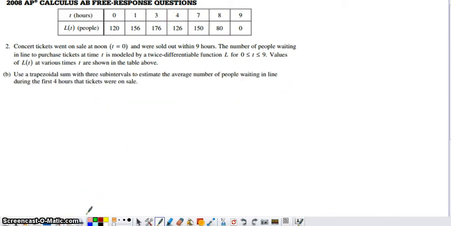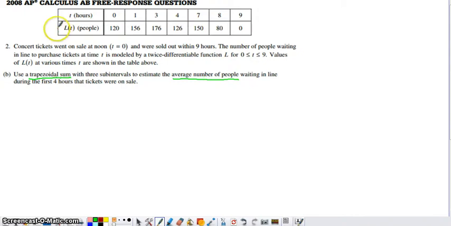If we check out part B here, part B wants us to use a trapezoidal sum. So a trapezoidal sum is used to approximate an integral, we have to remember. It says to use 3 subintervals to estimate the average number of people waiting in line during the first 4 hours that tickets were on sale. So the average number of people waiting in line.